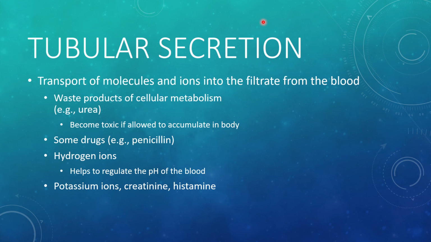Tubular secretion is stage 3 in that process, as we talked about. This is the transport of molecules and ions into the filtrate from the blood. The waste products of cellular metabolism, for example urea, will become toxic to the body if they're allowed to accumulate, so those are lost in tubular secretion. This is moving from the blood into the renal tubules, as well as certain drugs, hydrogen ions, potassium ions, creatinine, and histamine, which all move from the bloodstream into the renal tubule during step 3, tubular secretion.